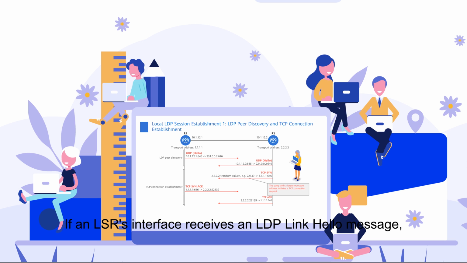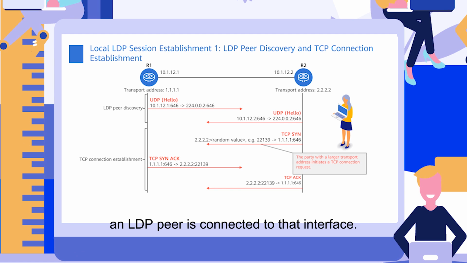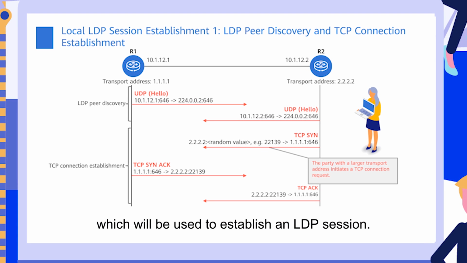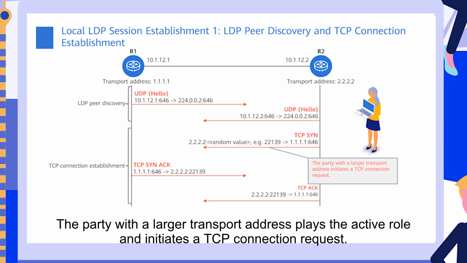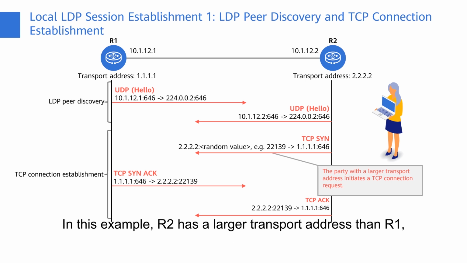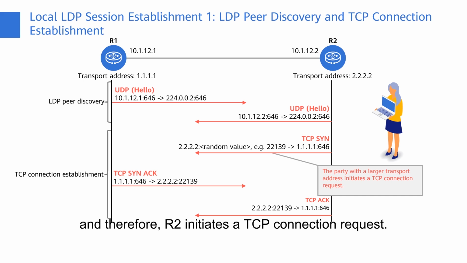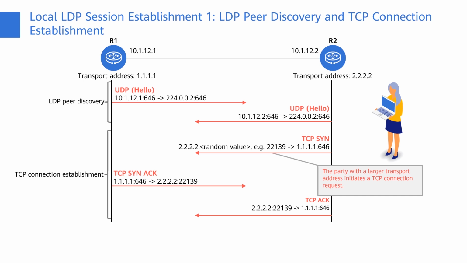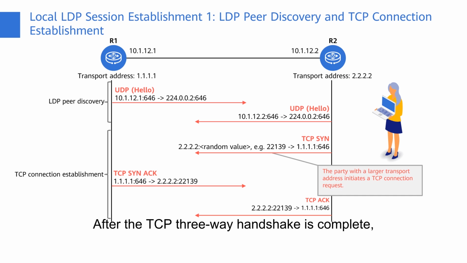If an LSR's interface receives an LDP link hello message, an LDP peer is connected to that interface. The hello message carries transport addresses, which will be used to establish an LDP session. The party with a larger transport address plays the active role and initiates a TCP connection request. In this example, R2 has a larger transport address than R1, and therefore R2 initiates a TCP connection request. After the TCP three-way handshake is complete, a TCP connection is established.